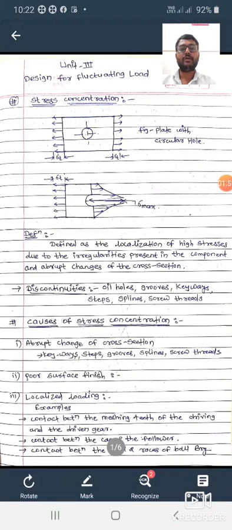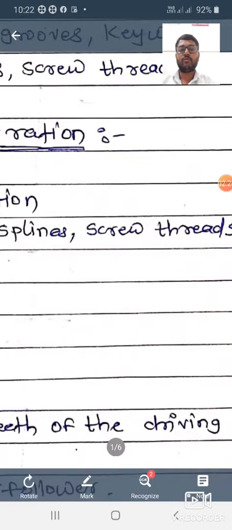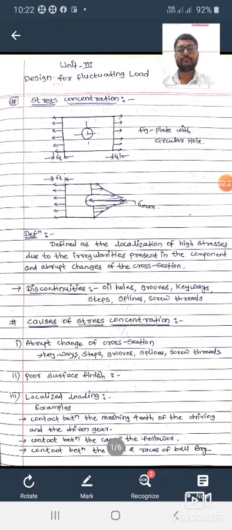Second important parameter is poor surface finish. Third is localized loading. Localized loading is in the form of contact between the meshing teeth of the driving and the driven gear, then contact between the cam and follower, then contact between the balls and recesses of the ball bearing.